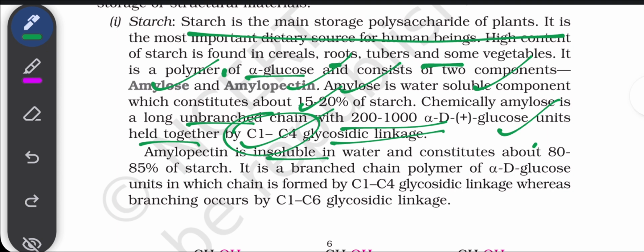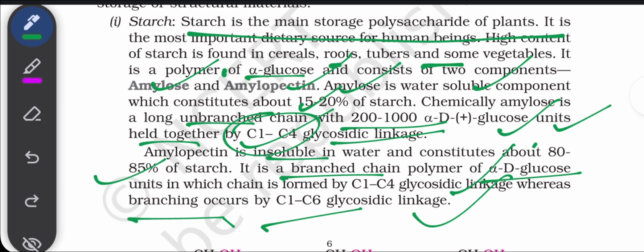and amylopectin is insoluble. You can remember it in such a way that amylopectin is a long word, so it is insoluble and constitutes about 80 to 85% of starch because it is a long word. It is the longer one, so it will constitute more of the starch. And it is a branched chain also of alpha D glucose, in which the unit is formed by C1C4 glycosidic linkage, whereas branching occurs at C1C6 glycosidic linkage.